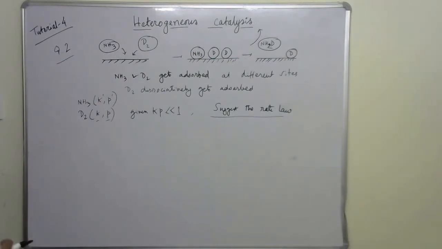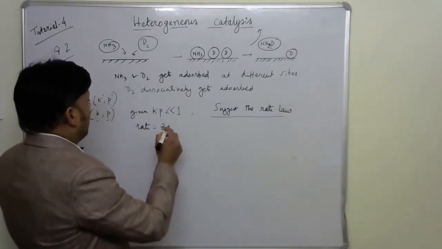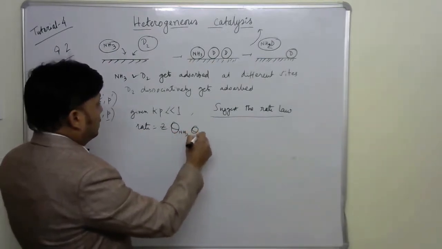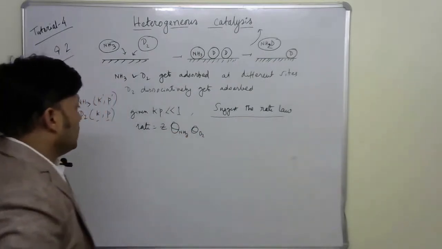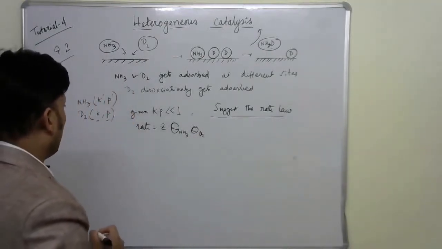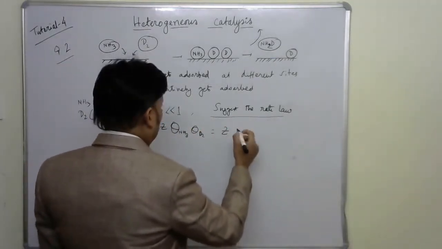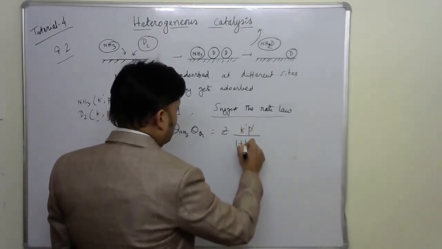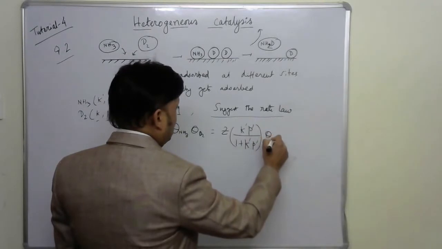So what we do here, let's first write that rate is equal to, obviously, Z multiplied by theta NH3 multiplied by theta D2. These are the two fractions of adsorption of the two gases on which the rate would depend. So what is theta NH3? Of course, we can write that theta NH3 is K prime P prime divided by 1 plus K prime P prime.